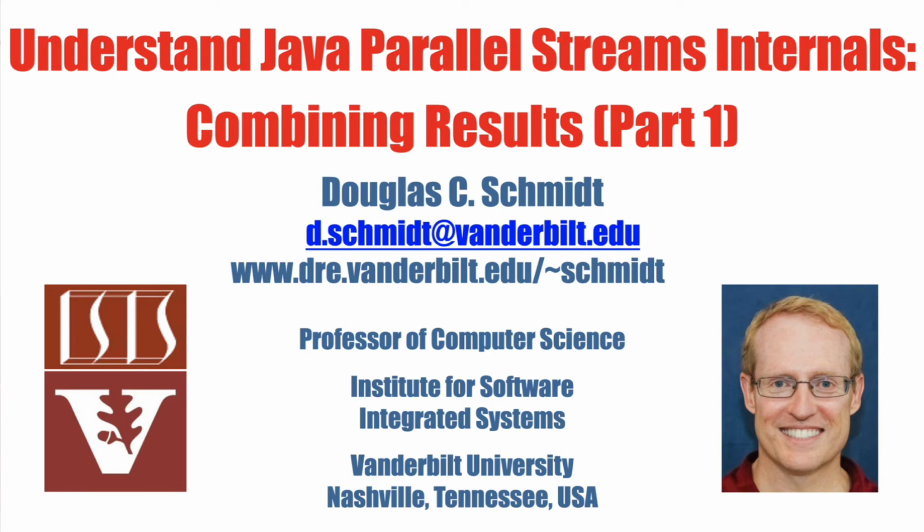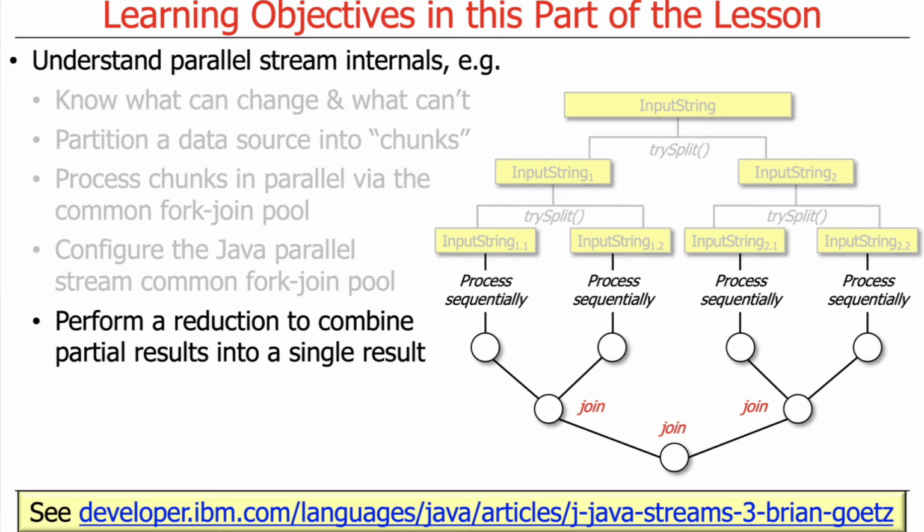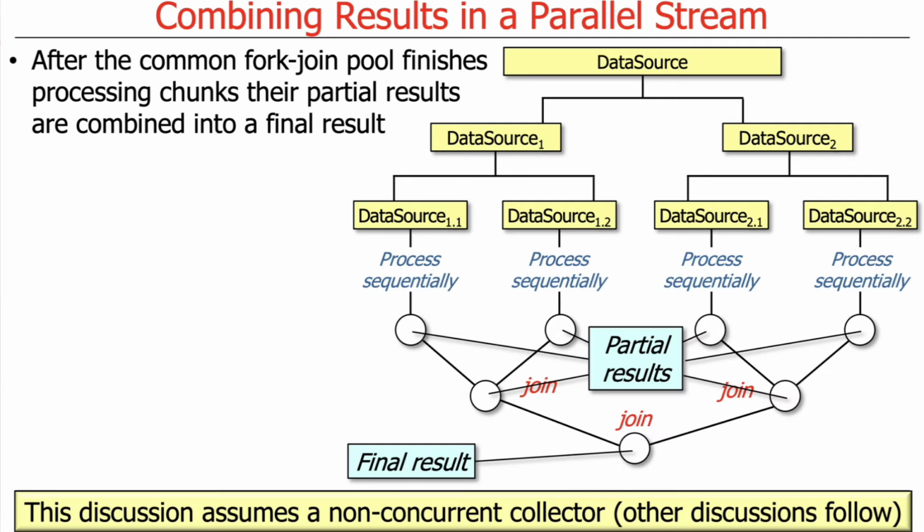So what we're going to do today is continue talking about Java parallel streams internals, focusing on how results are combined. If you recall what we've talked about up to this point, we've talked about the splitting phase, we've talked about the applying phase, and now we're going to talk about the combining phase. And we'll show how streams are set up to be able to combine partial results into a single so-called reduced result. And as always, you can find out more about all this stuff by taking a look at the article by Brian Goetz, which is in the link at the bottom of the slides.